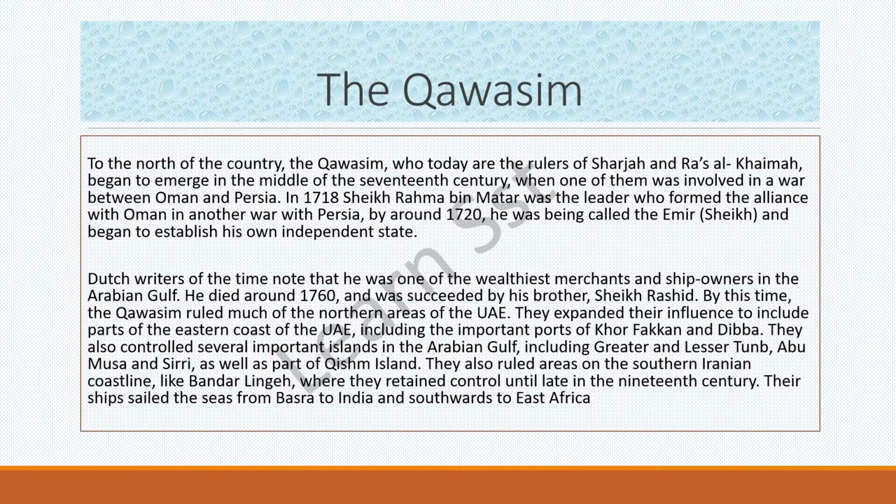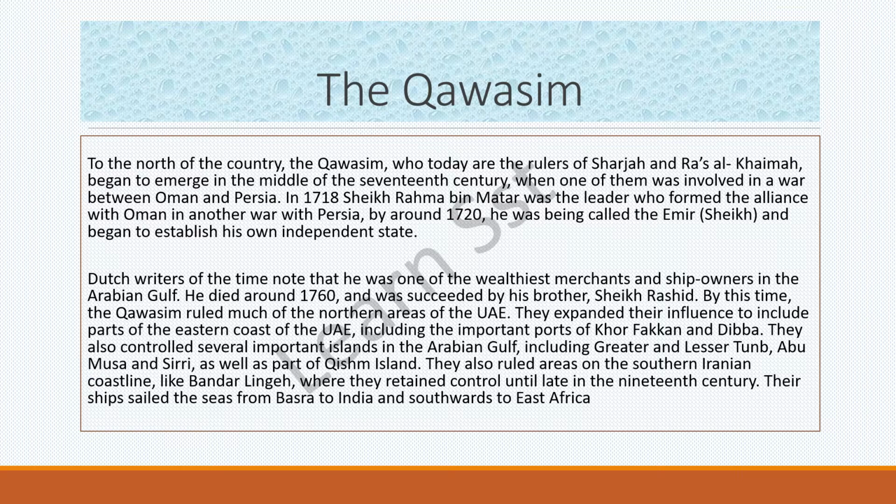And now let us see the Al-Qawasim. To the north of the country, the Qawasim, who today are the rulers of Sharjah and Ras Al Khaimah, began to grow in the middle of the 17th century, when one of them was involved in a war between Oman and Persia. So over here you have Sharjah and the rulers of Sharjah and Ras Al Khaimah, and slowly and steadily how they came into this region, that is the middle of the 17th century. You come to know that they are emerging as being powerful between this region of Oman and Persia.